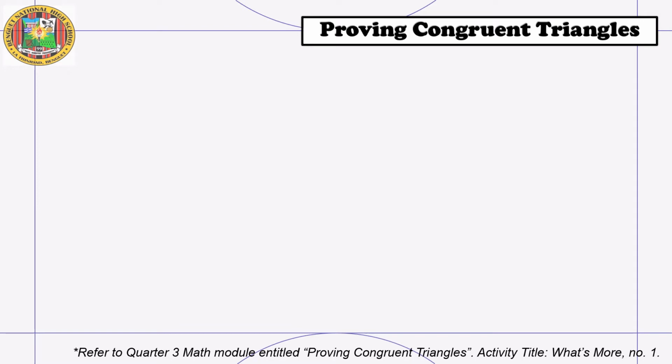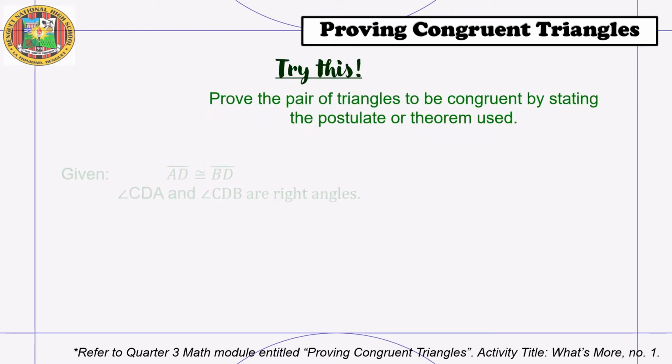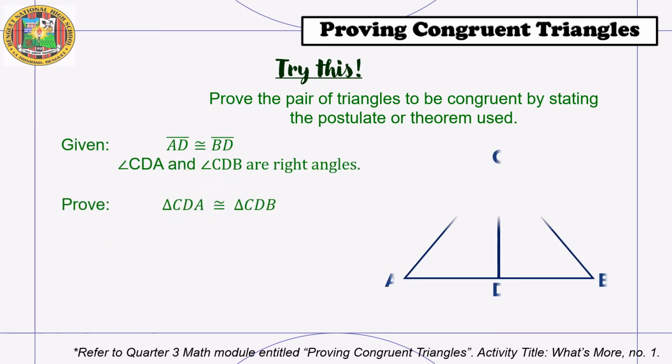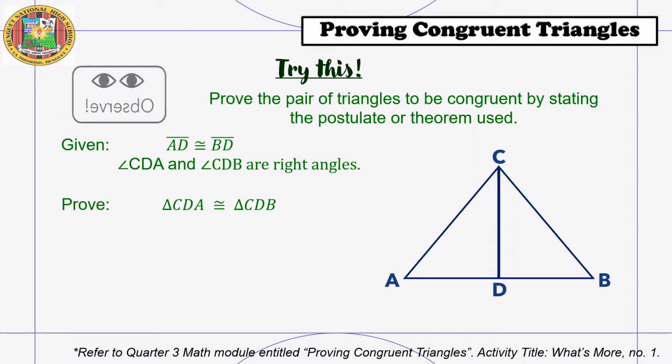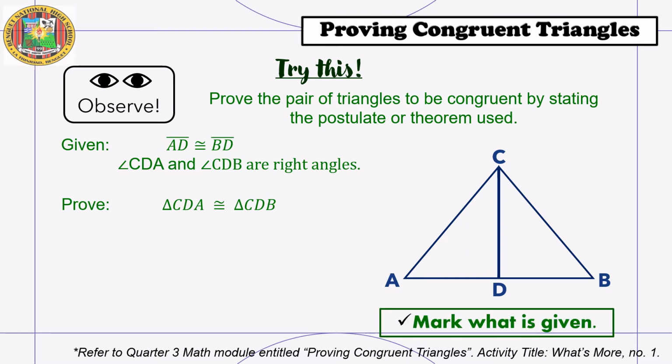Refer to your Quarter 3 Math module entitled Proving Congruent Triangles for this example. Let us prove that the two given triangles are congruent through a triangle congruence postulate or theorem. We begin by observing the figure. Given the two triangles, let us mark the parts that are given.